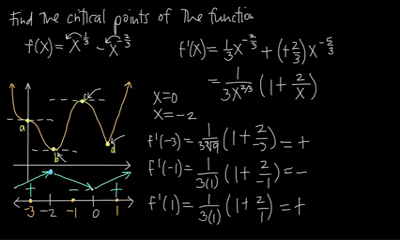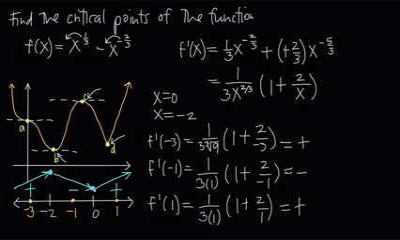Also, we can say x equals 0 represents a local minimum because the function decreases to the left of x equals 0 and increases to the right of x equals 0. So this is sort of the bottom of this dip here, and therefore the original function has a critical point at x equals 0 that represents a local minimum.